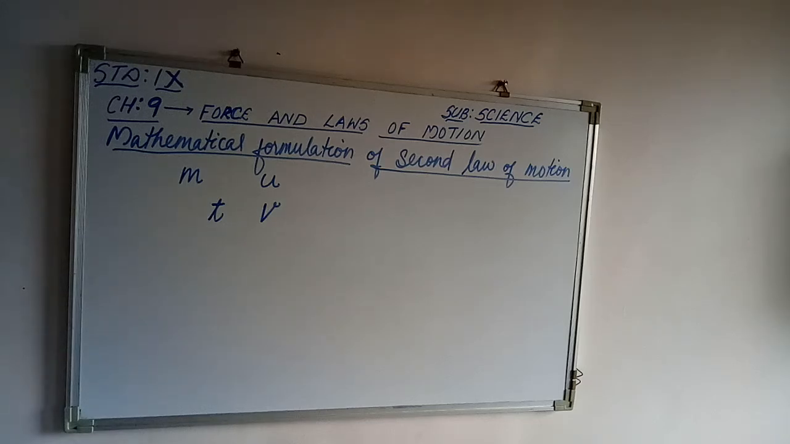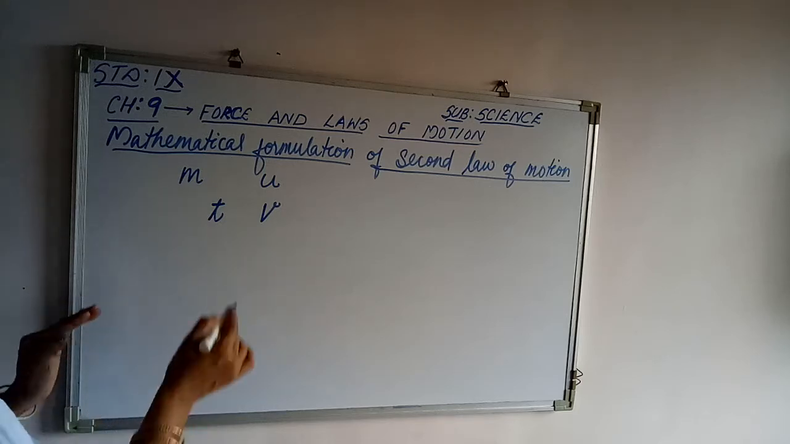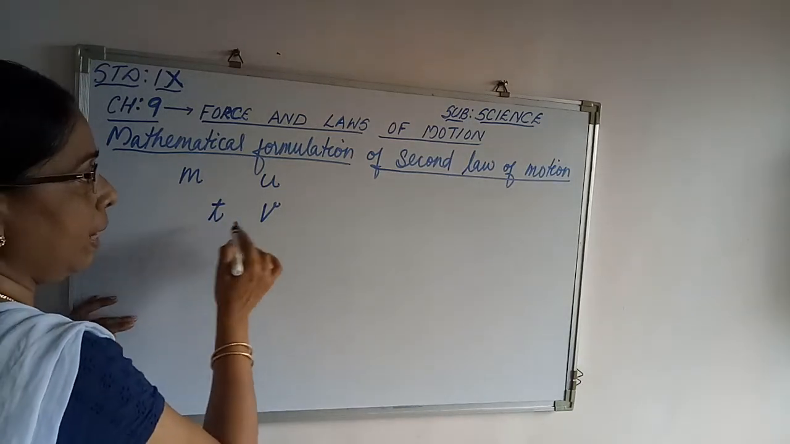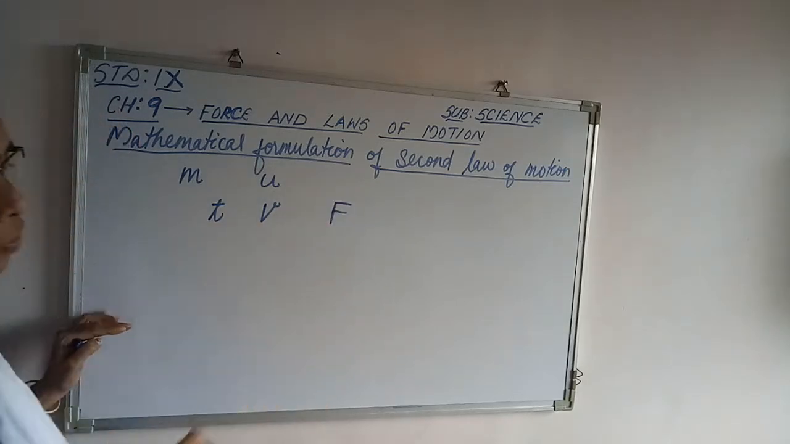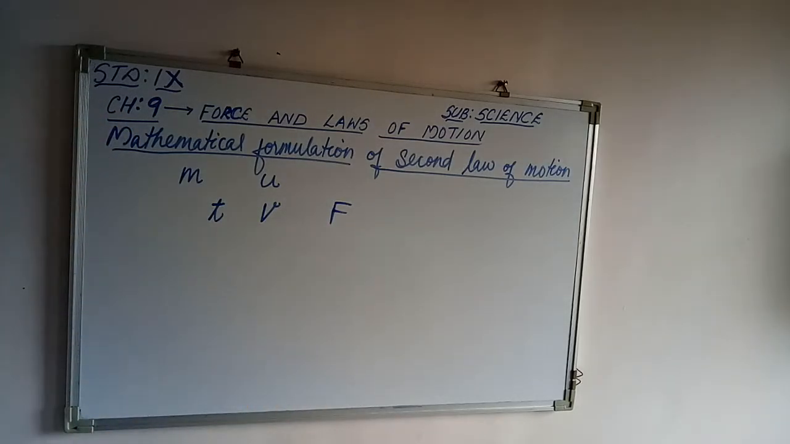By the application of a force, that means when a force F acts on the object for a time t, the velocity changes to v. Consider an object of mass m moving along a straight line with an initial velocity u. It is uniformly accelerated to velocity v in time t by the application of a constant force F throughout the time t. I hope the introduction is clear to you.